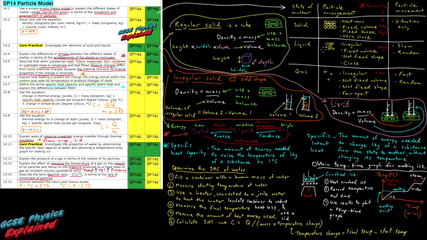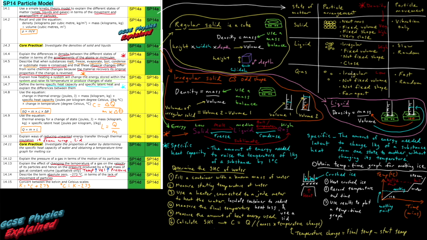The particles in a liquid are irregular, which means they're all over the place. They've still got a fixed volume, but they don't have a fixed shape. They'll fill the shape of the container. And the particles are close together as opposed to very close in the solids. How do they move? Well, the particles move slow and randomly.